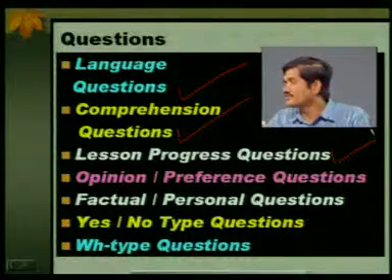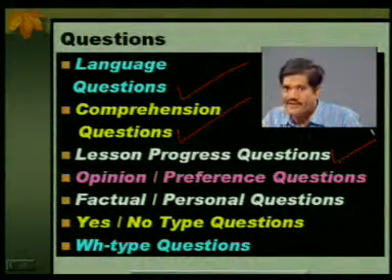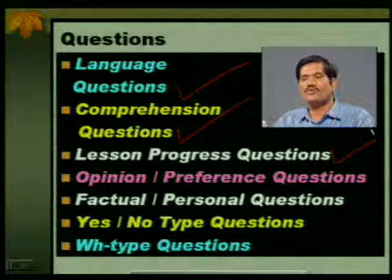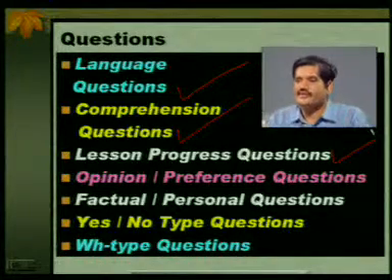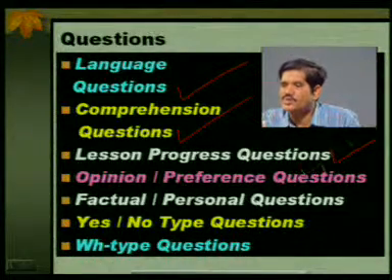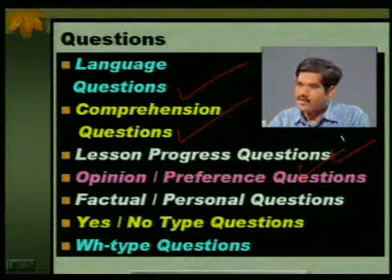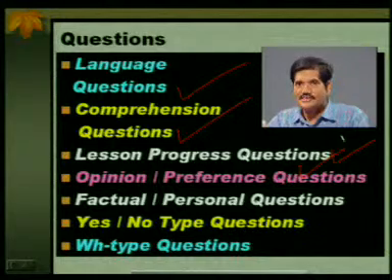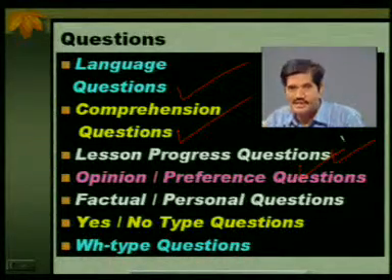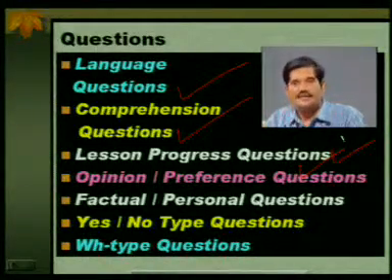Then come the lesson progress questions, where we check whether the students have really reached the expected level of performance or not. Then come the opinion or preference questions, whether they particularly prefer a particular thing or not. For example, do you like ice cream? Do you like social science? Do you like history? Things like these.